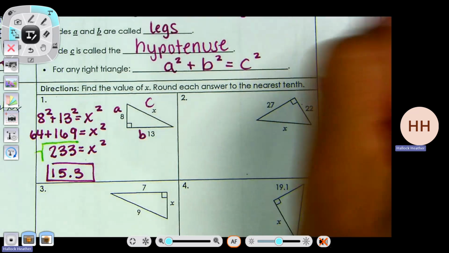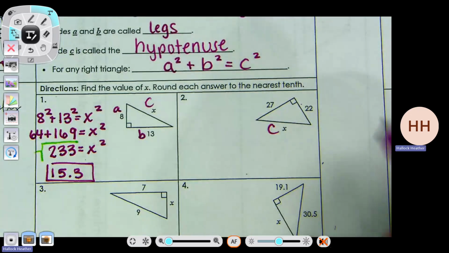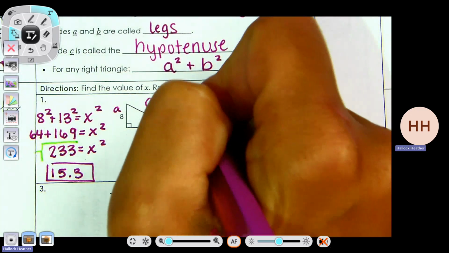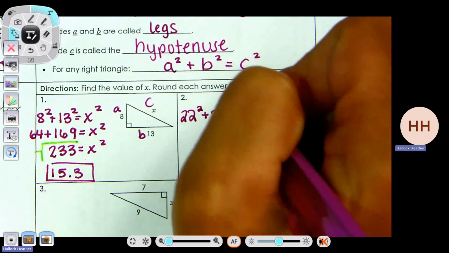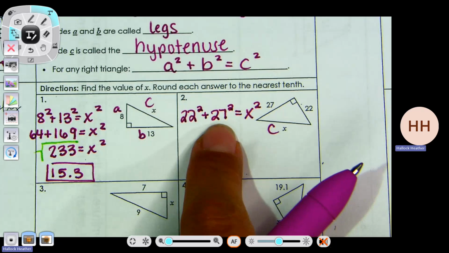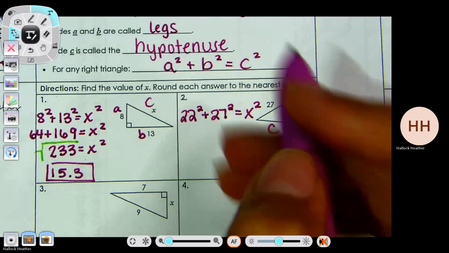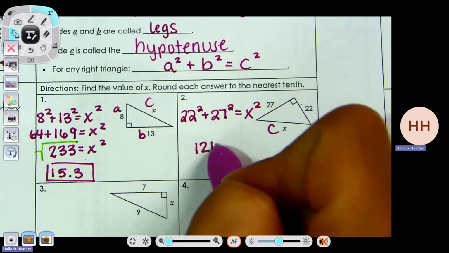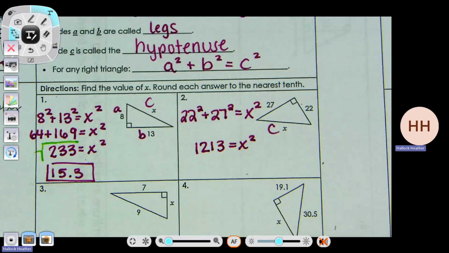So which one's C? Good. I'm just going to set this up. I'm not going to do the whole problem. So if I do 22 to the power of 2 plus 27 to the power of 2 equals x squared. Remember, A and B could flip-flop. It doesn't matter because either way you're going to square them and add them together. So when I square them and add them together, what's that big number I get? 1213. Yep. And then last step, I have to square root it. So what do you get as your final answer?